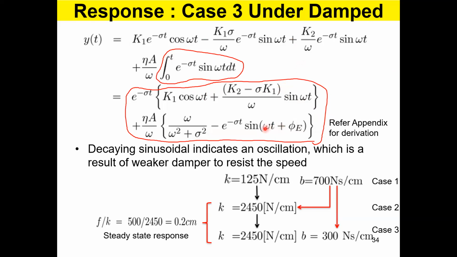Of course, every time you get a sine or cosine, you get e to the minus sigma t in front of that. This e to the minus sigma t means a damping, because you know sigma is coming from the damper. So the damper is not zero, okay? Remember that. There is a damper. It's only weak, but it is there.